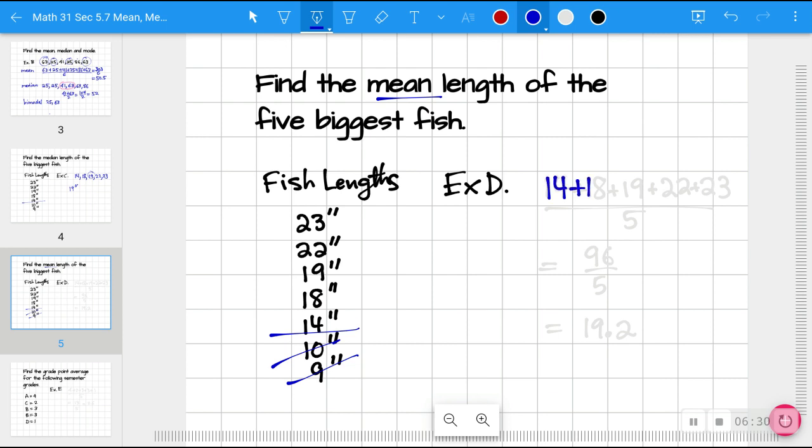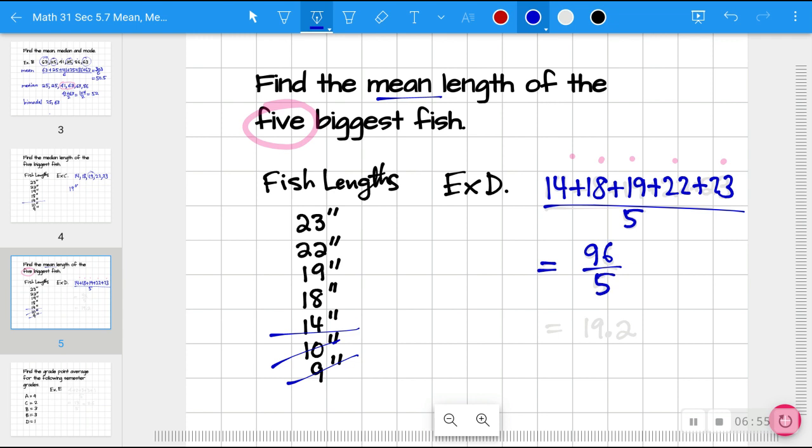To find the average, you add them up. They don't have to be in order if you do that. And then you divide by the number of data pieces. There's 5 of them there. Let's see, let me count them here. 1, 2, 3, 4, 5. But if we even paid attention, it said we were supposed to use 5. And that adds up to 96. Dividing it by 5 gives your average, or your mean, of 19.2 inches.